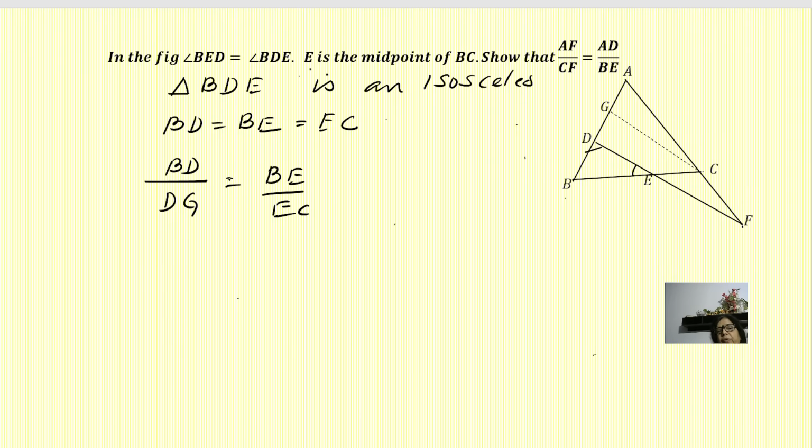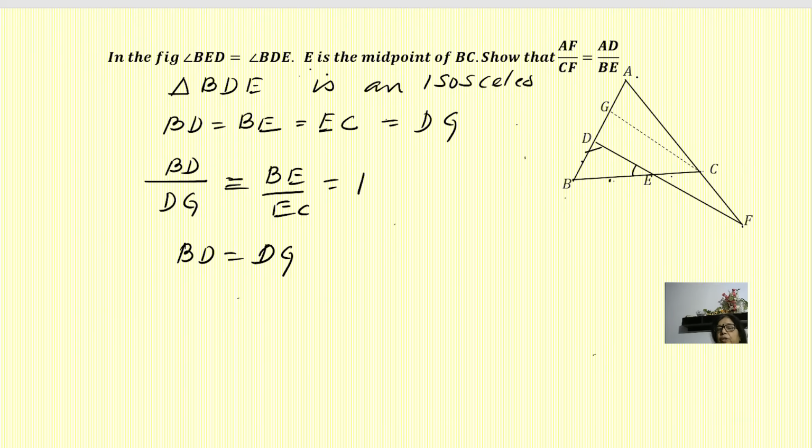But BE is equal to EC because it is the midpoint. So BE by EC is equal to 1. So BD is equal to DG. So here I can write this is also equal to DG. That means all the four of them are equal: BD is equal to BE, BE is equal to EC, and it is equal to DG. So these four distances are equal.